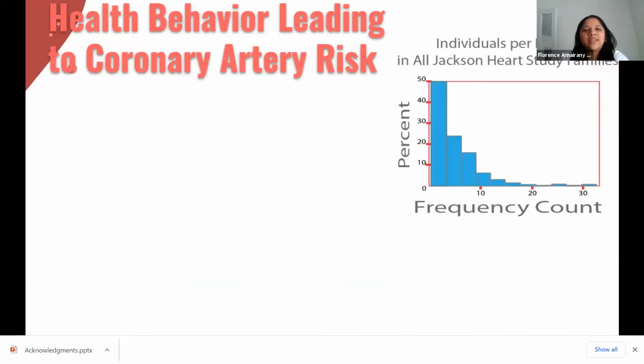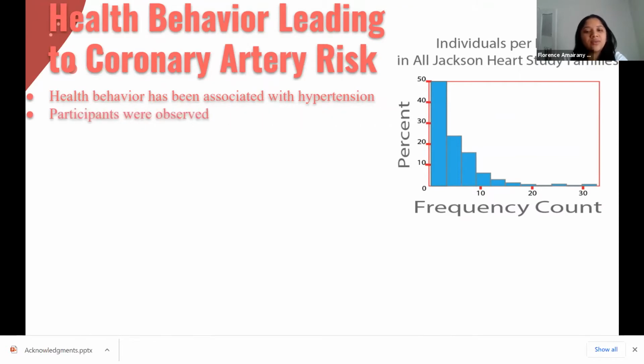In this slide, we will be talking about health behavior leading to coronary artery risk. Health behavior has been associated with hypertension, based on clinical blood pressure data, while data on nocturnal hypertension and non-dipping systolic blood pressure are limited. The purpose of the study was exploratory and descriptive because the data collected contributed to the development of theory and explained phenomena from the perspective of the people being studied.